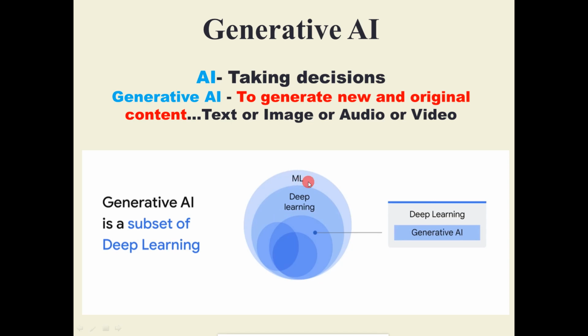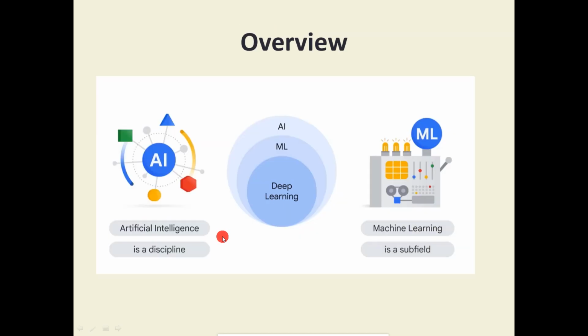Here ML is machine learning. Under ML we have deep learning. Under deep learning we have generative AI. So generative AI is a subset of deep learning. With the help of deep learning only, we can create new generative AI models. In the next slide you can see the overview.